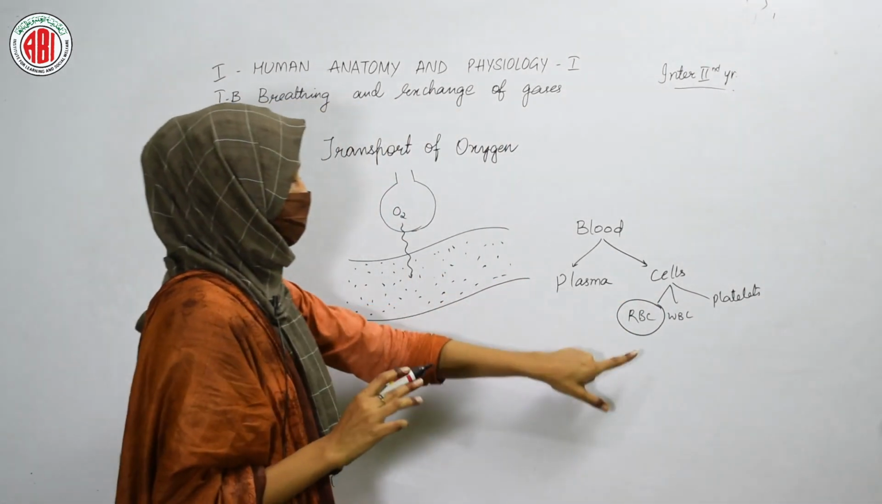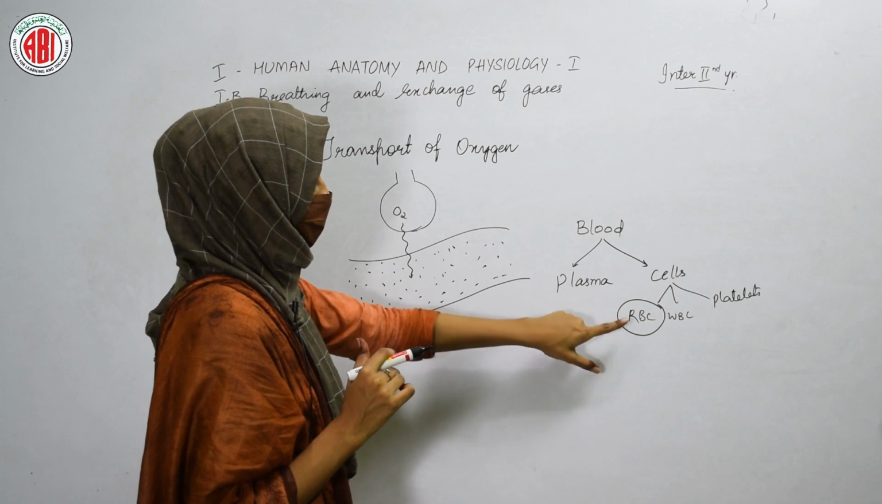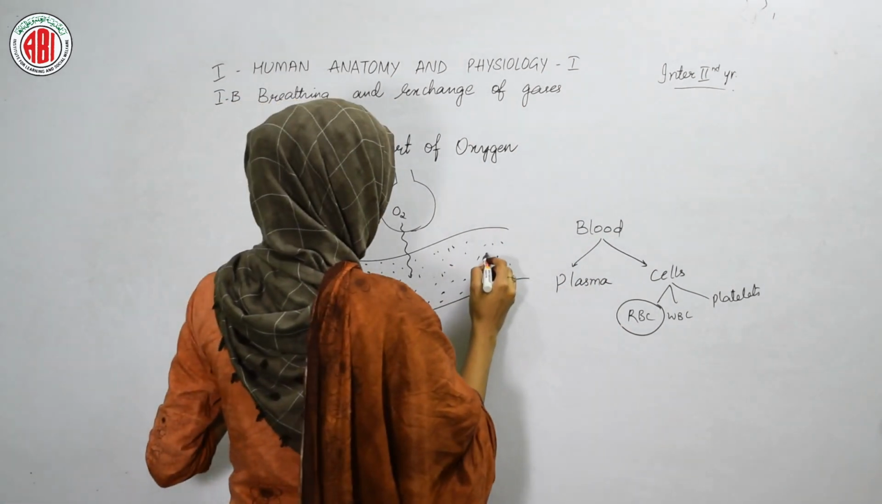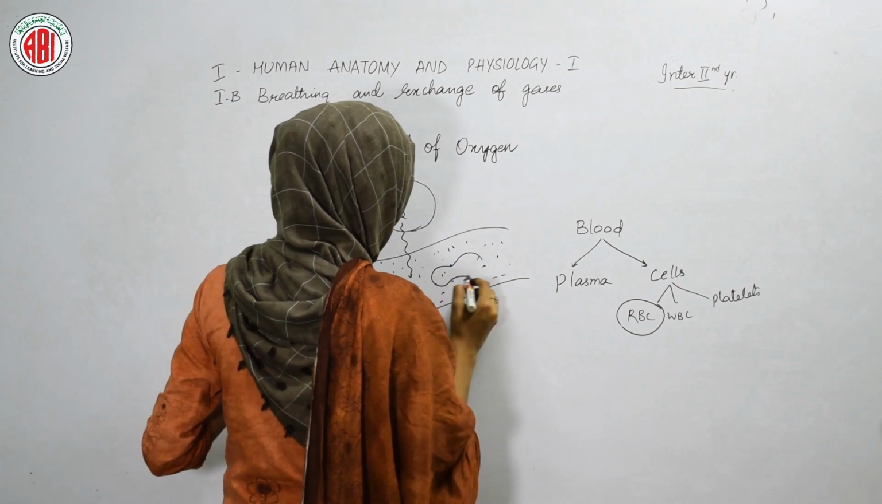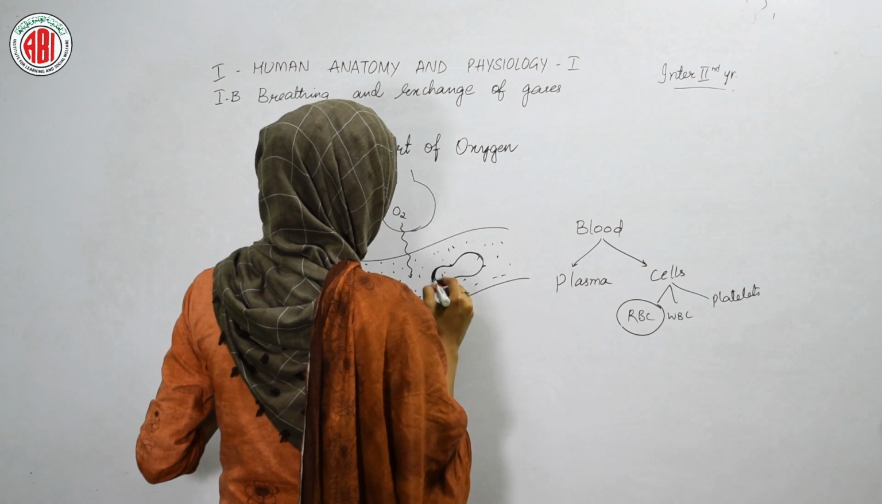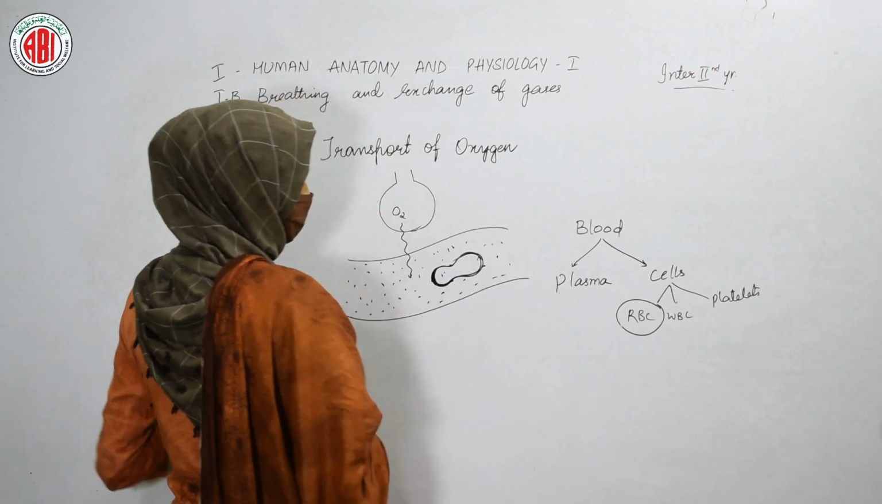So we are going to talk about one type of blood cell, that is the red blood cell. Plasma is present in the blood and the cells are present. We are just talking about the red blood cells here that help in the transport of oxygen. So this is our red blood cell.